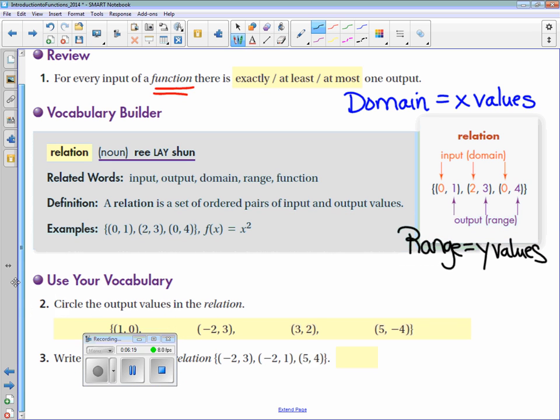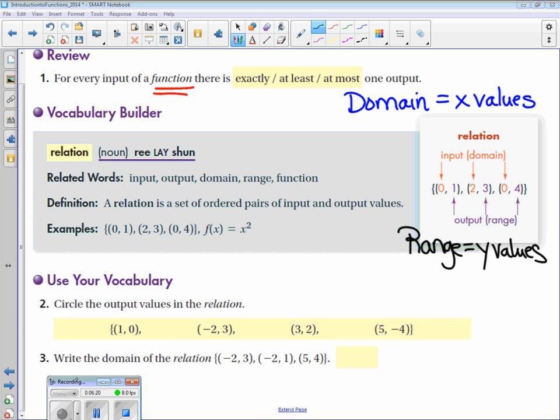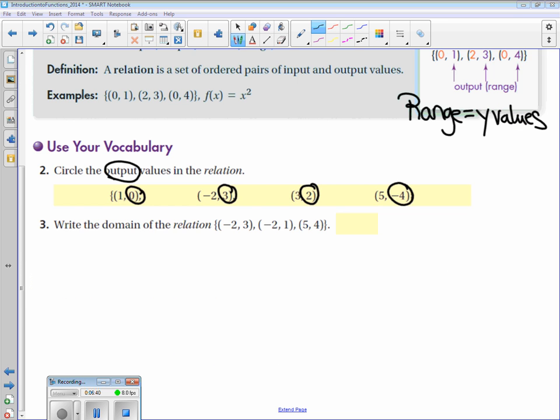So let's look, okay? Circle the output. Output would mean which value, range or domain? Range, okay? So let's circle the range. So 1, 0, which one? The y value. -2, 3. All right, you got it. It's just the y values, right? Okay, good. How about the domain? The domain's the first one, right? When they're written as points, it's easy to see that.